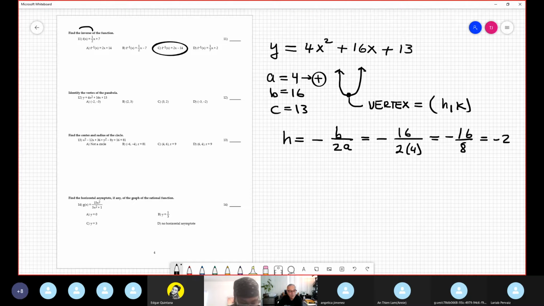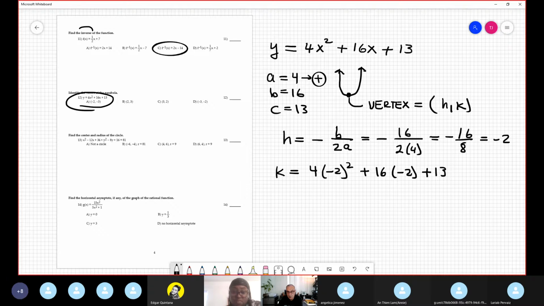At least I know that the H component is negative 2. Immediately I check in the options that we have, the only option that has component negative 2 is option A. Boom. However, to make sure everything is okay, in order to find the K component, you copy 4 times negative 2 squared plus 16 times negative 2 plus 13. You plug in negative 2 and replace X with negative 2, no?